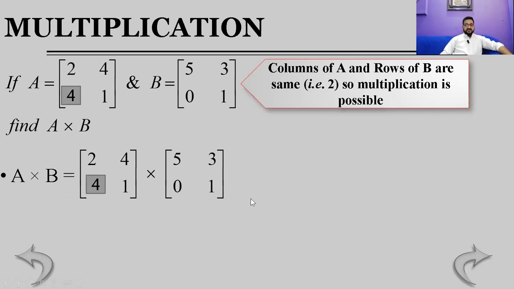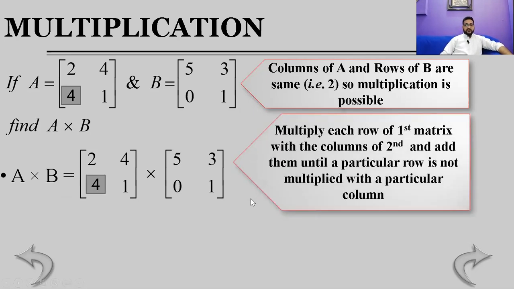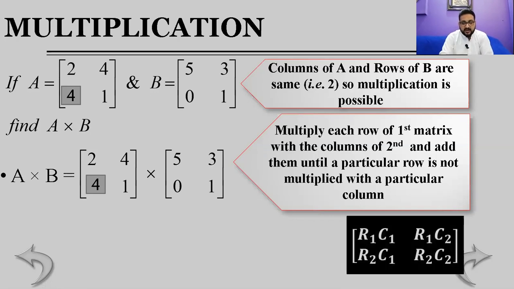So the first thing is how to calculate, the process of multiplication. Now we are going to talk about how to multiply. Earlier we were talking about whether multiplication will be possible or not. Now we are talking about how multiplication will happen. They are both different things. So now we check how to calculate this.